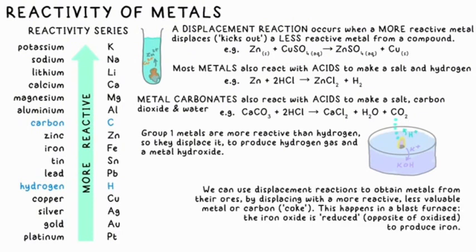We can use this when it comes to extracting metals from their ores found in the ground. Any metal less reactive than carbon can be displaced by it. For example, iron can be displaced from iron oxide with carbon. This is called smelting. We can also say that the iron oxide has been reduced. It's the opposite of oxidation, because oxygen is lost.